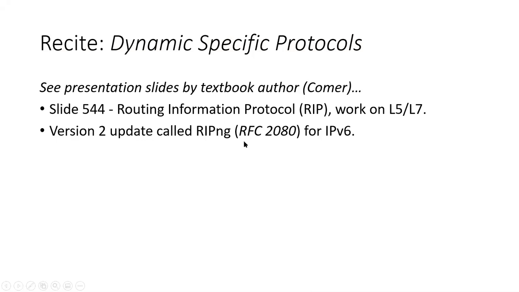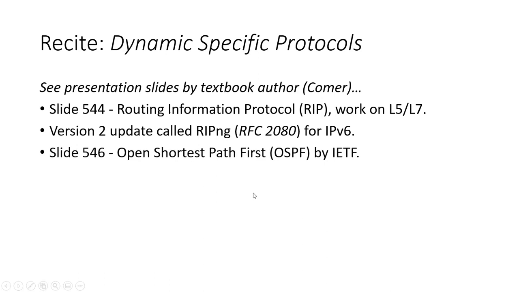Well, there might be a question about which protocol is specified for IPv6 for dynamic routing. You'd say, oh, that's RIPng, right? Open Shortest Path First by the IETF, that's an open standard. All the routes for RIP, shortest route for OSPF.